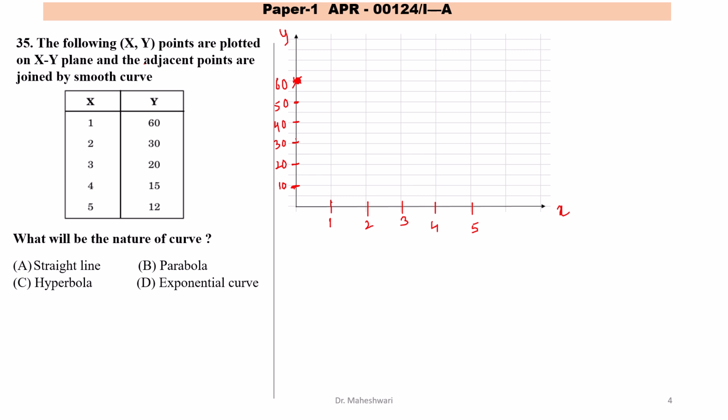Now for 1 it is 60, so for 1 it represents 60. Let us put a point here. Similarly for 2, how much is it? 30.